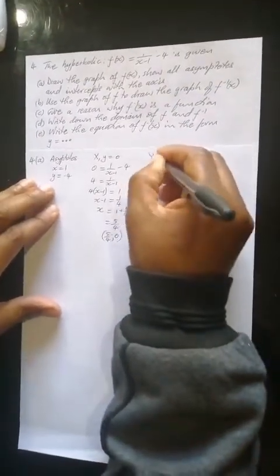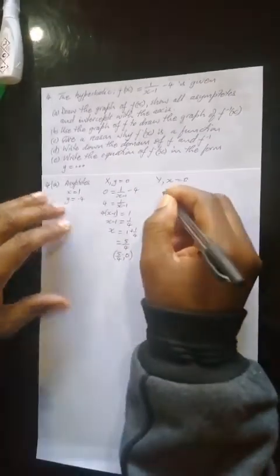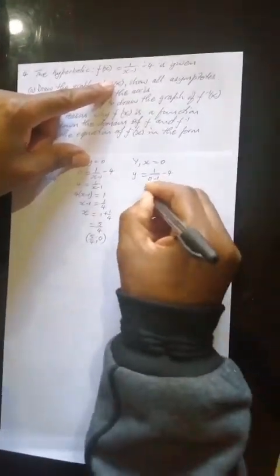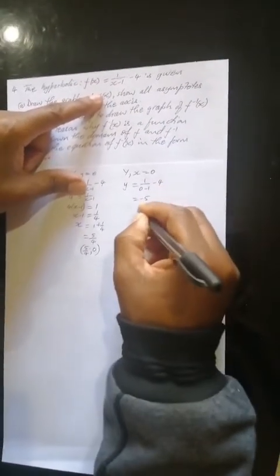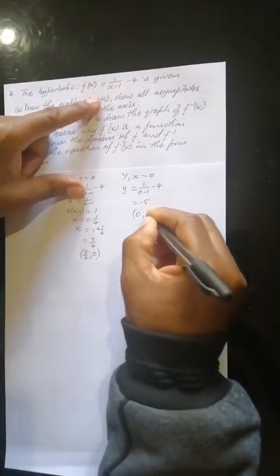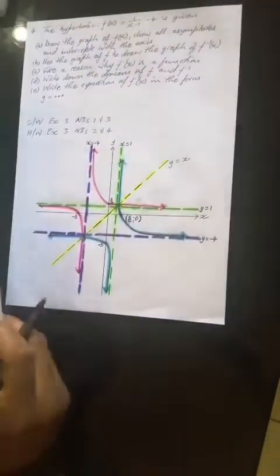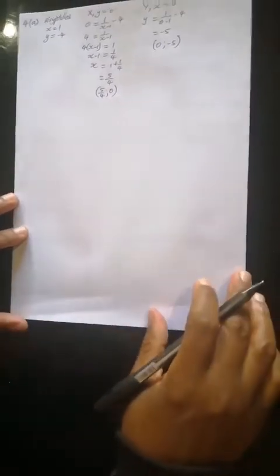And then the y cut, our x is equal to 0. It will be y is equal to 1 over 0 minus 1, minus 4. This gives us minus 5, which means it's going to cut at 0 and minus 5. Now that is enough information for us to be able to sketch the graph. So let me sketch it before I bring in the inverse of it. Quickly, I'm going to use this information now to sketch the graph.